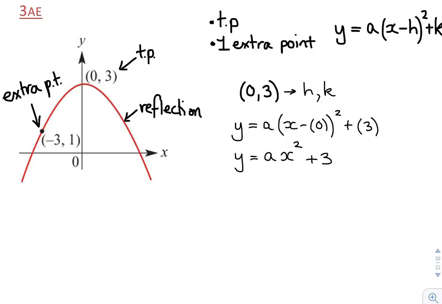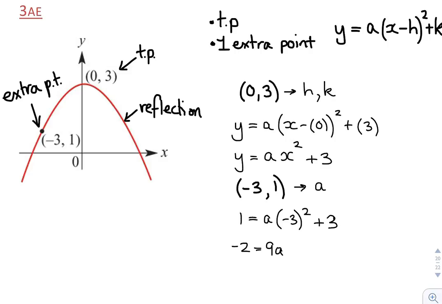We're now just after finding a, or that dilation, and we can use the extra point that we've been given at (-3, 1) to do that. So the point (-3, 1) can be substituted into the equation y equals ax squared plus 3, where y is 1, x is -3, and using that we can now solve for a. This is going to give us a value of a equals -2/9.